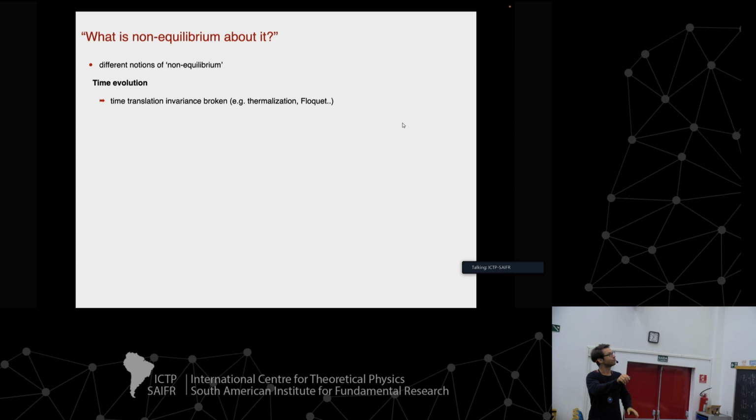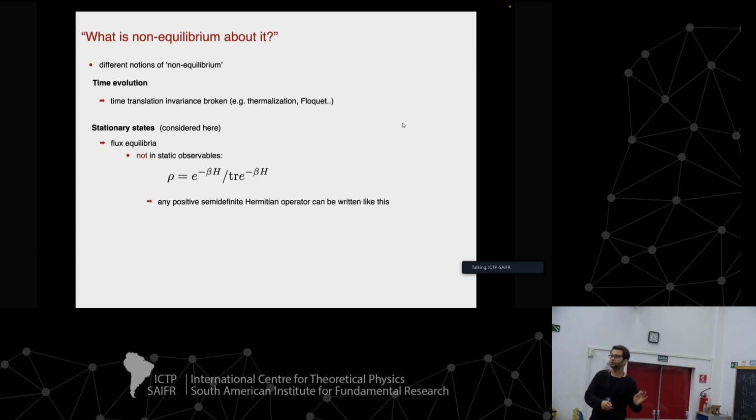One notion, which Saro also told yesterday, is dynamics, time evolution of systems, where time translation invariance is explicitly broken. You want to track the process of, say, thermalization, or you have a driven system in the sense of periodic variation of your Hamiltonian, Floquet physics. This is not what we look at here. We look at a notion of non-equilibrium that is encoded in the stationary state. So what you should have in mind is a flux equilibrium state, and we'll quantify this more.